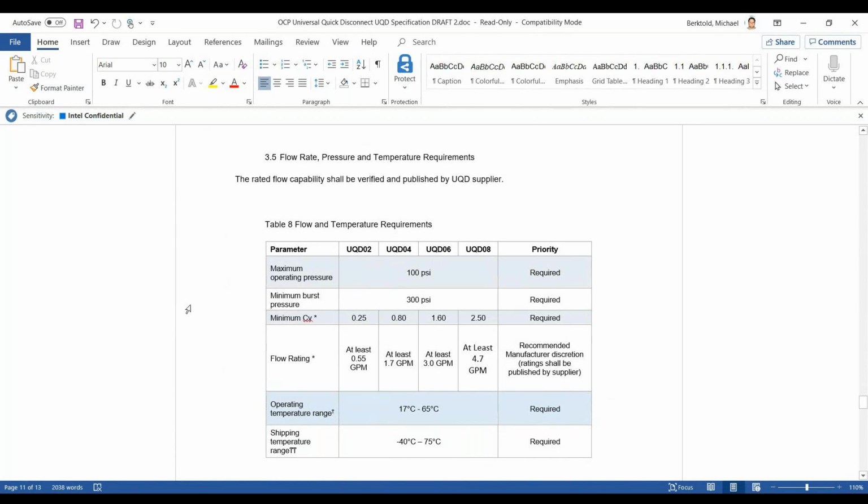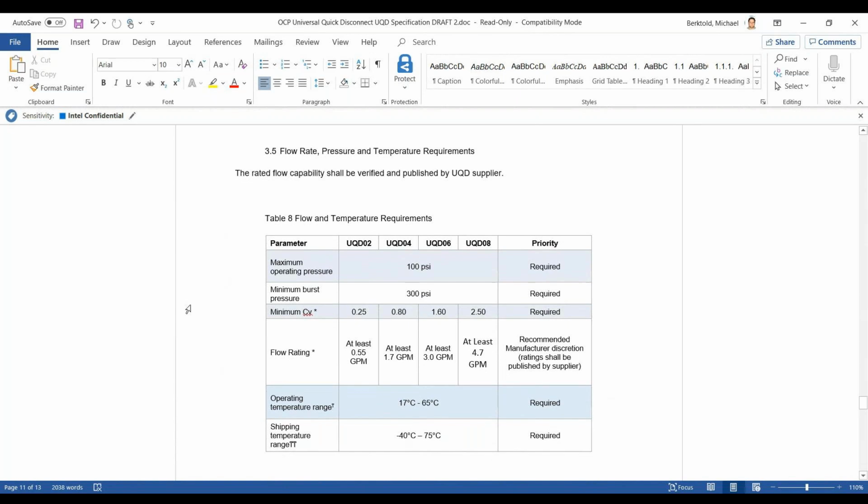Okay. Section 3.5, the flow rate, pressure, and temperature requirement. The rated flow capability should be verified and published by the supplier. So we have a table here with the parameters and the sizing going across to the right. And we have a section for priority, just meaning that would be called out if it was required or recommended in terms of these parameters. So we're designing these to operating pressures of 100 psi with a 3x minimum burst pressure on top of that. The minimum CV values are specified for each of the cases.